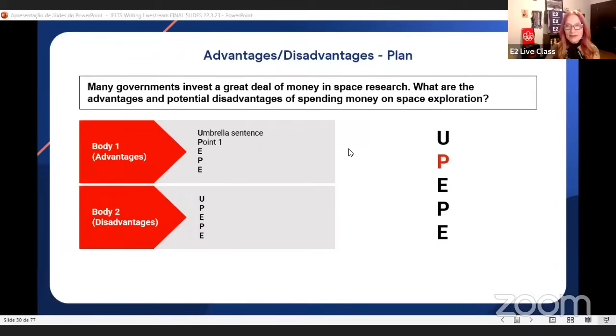Point 1, that means advantage 1, and we're going to extend. Now, remember that IELTS also, in order for you to get a good score, you need to present, support, and extend.